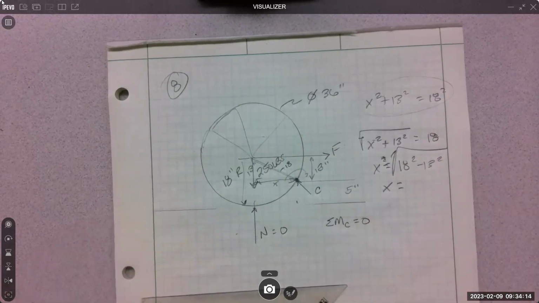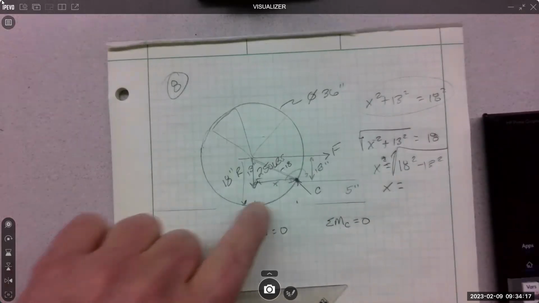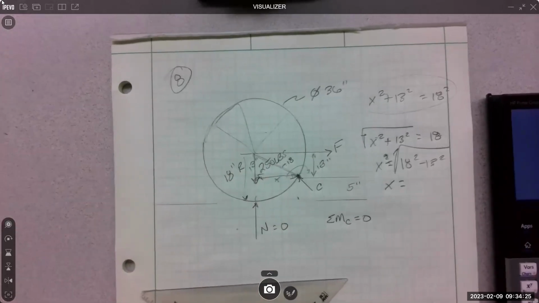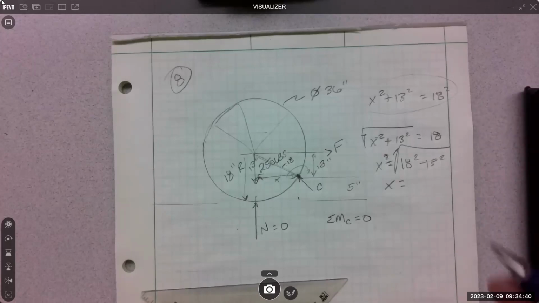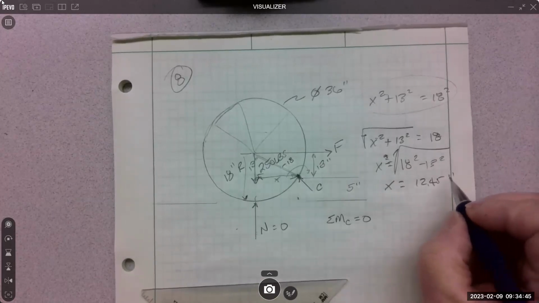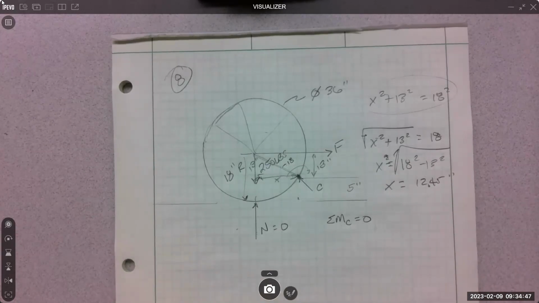X equals. Let's see if I get a number. Should be what? How big? A little less than 18, more than 13. So let's see if our math works out. 12.4498, 12.45 inches. Looks good. It's a little shorter than the 13.